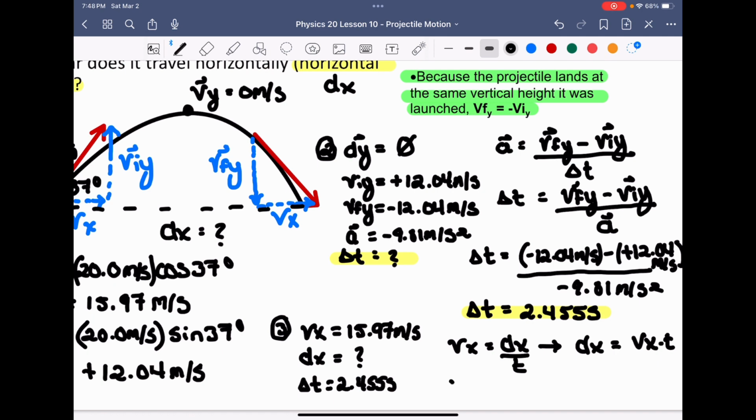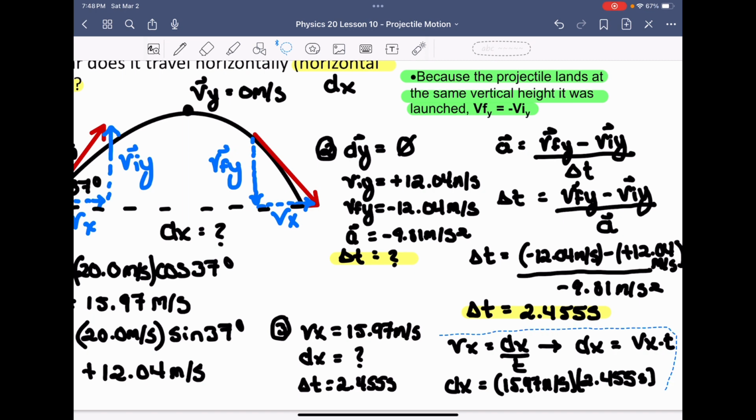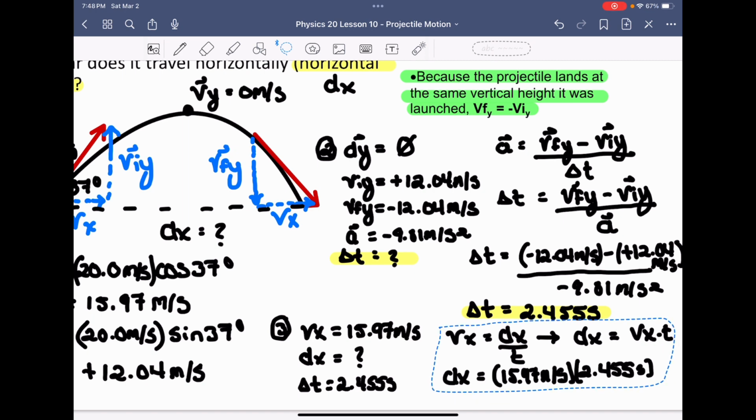And now putting it all together, I get a distance in the x, which is equal to 15.97 meters per second, multiplied by the time, which is 2.455 seconds. I can shift this up just a little bit and keep it all on the one page. There we go. Therefore, the distance this object travels in the x direction, given that time and given the way the projectile went, is 39.2 meters. And that is to the 3 significant digits that we're looking for. So there's our final answer.